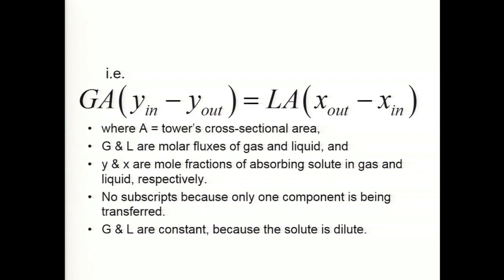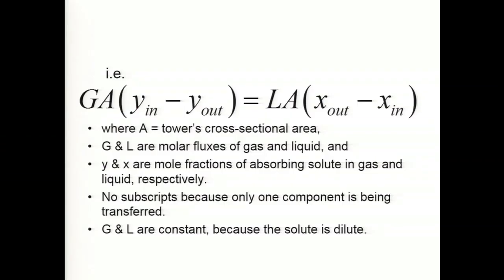Okay. Our assumption of a dilute vapor would mean changes in the molar fluxes of both gas and liquid, that is G and L, would be minimal. So, we could presume constancy of G and L throughout the column. It is an approximation, but dilute vapor would justify that approximation.